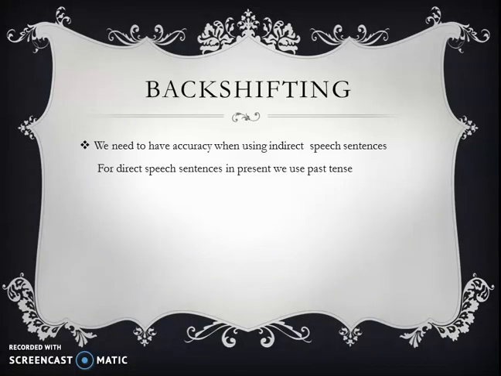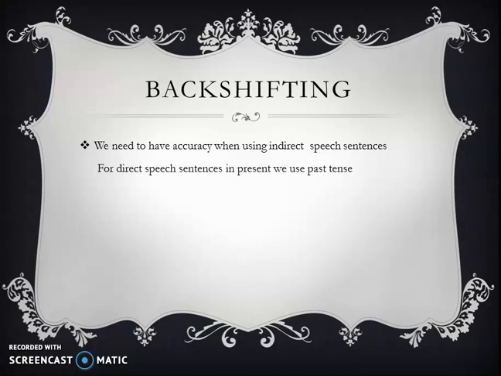Okay, so continuing with this, we have the backshifting. We know this common form is when we talk about or transmit whatever a person has said. From the present, we use the past tense, as I'm explaining here. We need to have accuracy when using indirect speech sentences. For direct speech sentences in present, we use the past tense. This is something really common to remember.